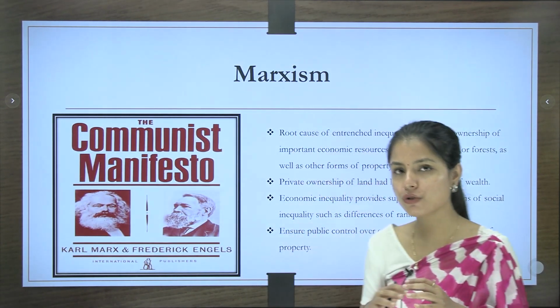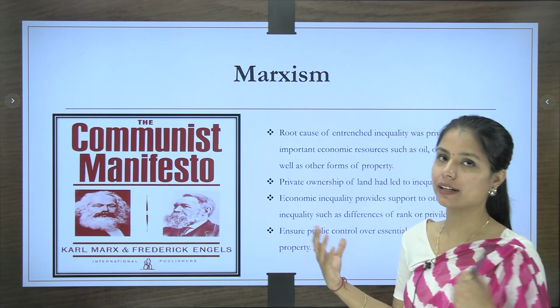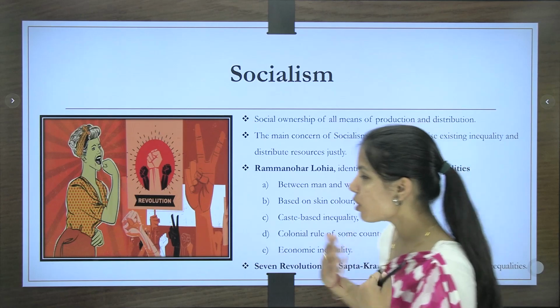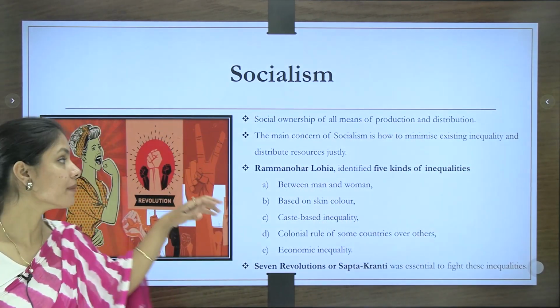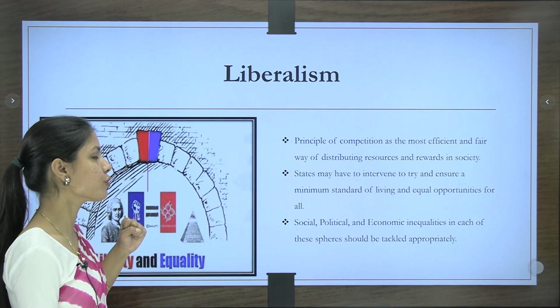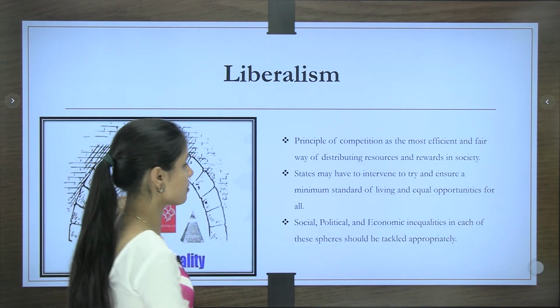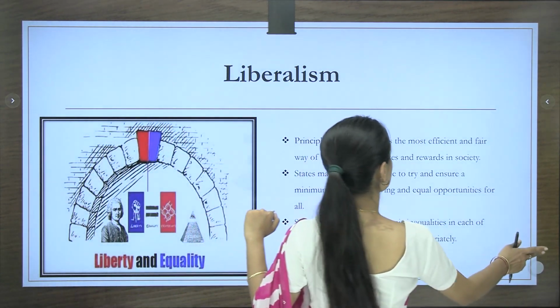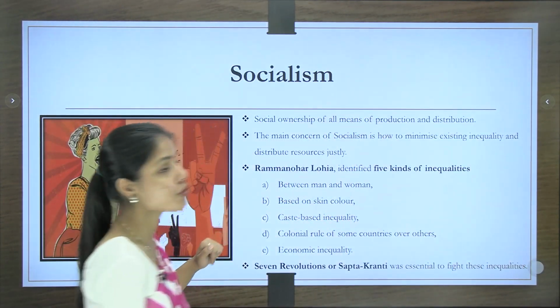Of course, we don't need to go into that extreme form, and here is where a more doable kind of philosophy comes in, that is the philosophy of socialism, the ideology rather of socialism. Now, what does socialism tell you? What is the prime idea on which socialism is based? Now, before we go on to liberalism, we need to talk about socialism.